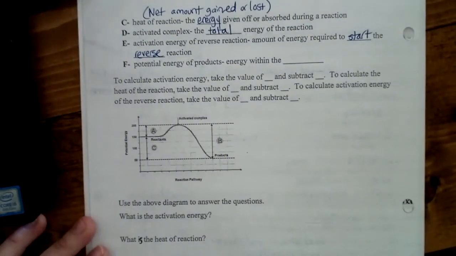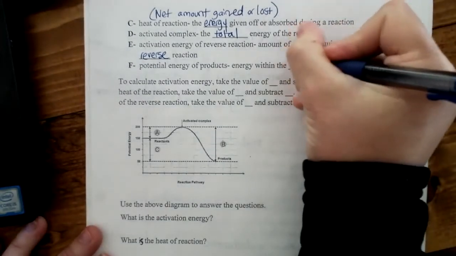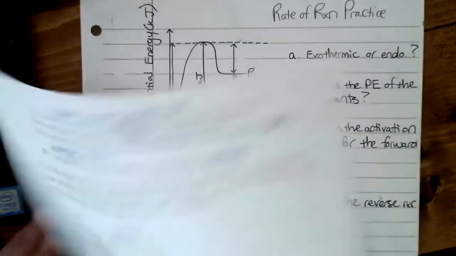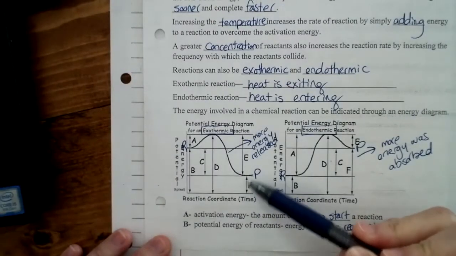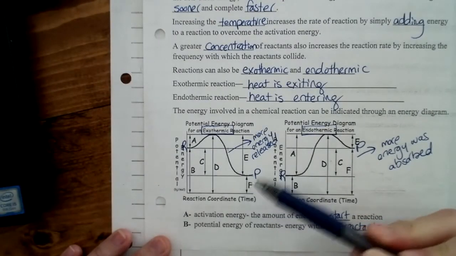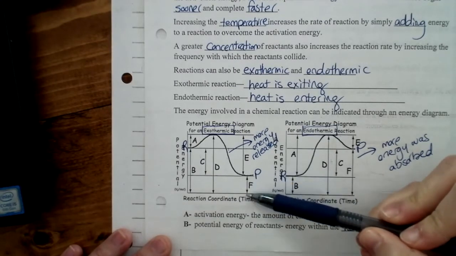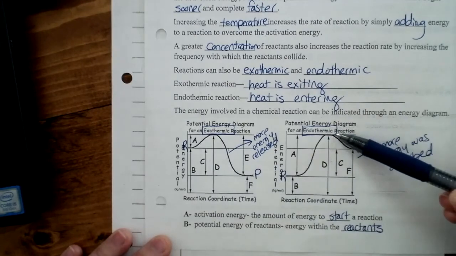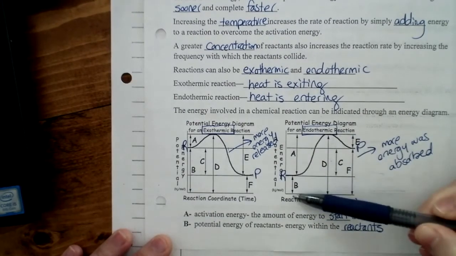And lastly, we have F. The potential energy of the products is the energy within the products. So just like the reactants start out with so much energy, the products end up with so much energy as well. So you'll notice for an exothermic reaction, the products have less energy than the reactants did. And for an endothermic reaction, the products have more energy than the reactants did.